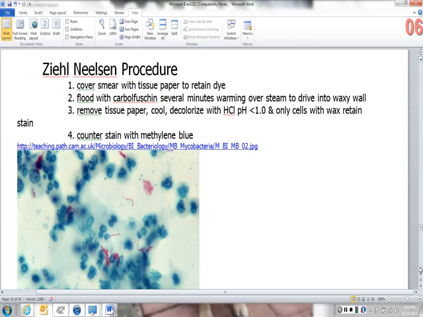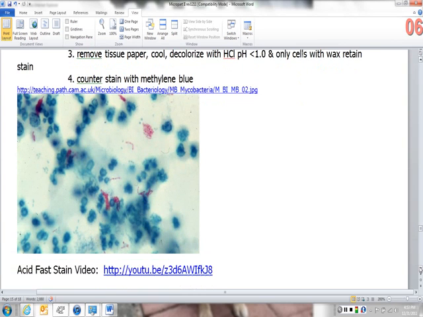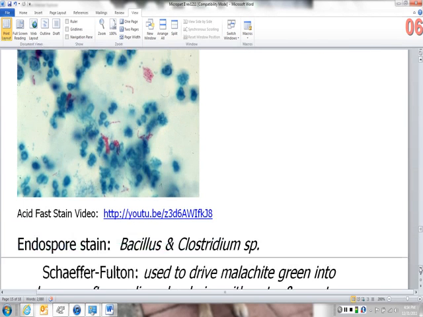The smear is cooled and decolorized with hydrochloric acid of a pH less than 1 so that only the wax retains the stain. Finally, they are counterstained with methylene blue. And this picture here is an example of an acid-fast stain, as well as a link that you can watch afterwards.